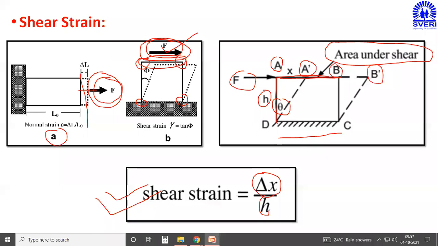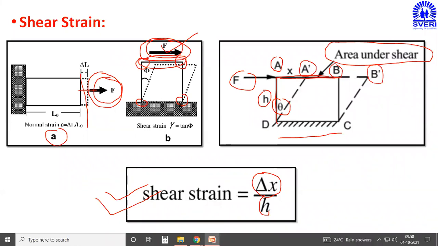So what we have to understand through these figures is that if the applied force is parallel to the cross-sectional area, in such a condition, there is a possibility of shear strain. But if the applied force is perpendicular to the cross-sectional area, there is no possibility of shear strain. There is a possibility of either tensile strain or compressive strain. But here in the second figure, the applied force is parallel to the area. Therefore, that applied force will be considered as a shear force.